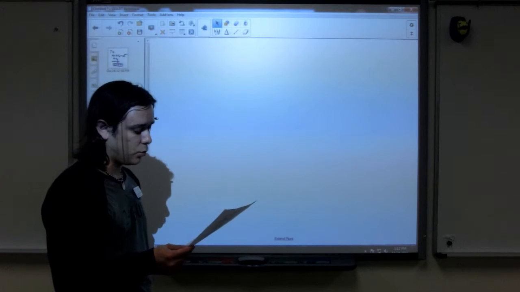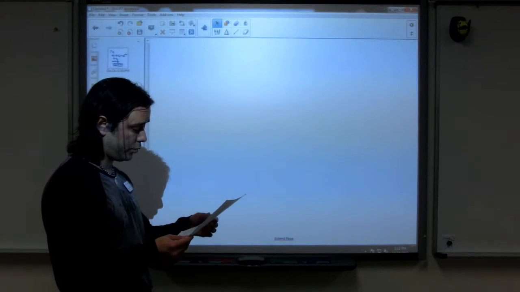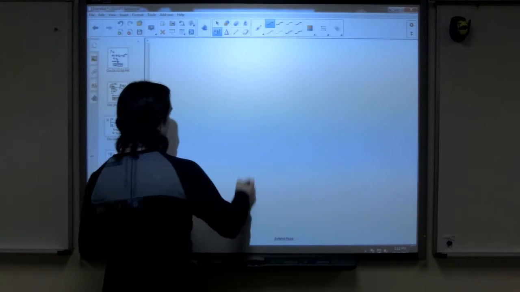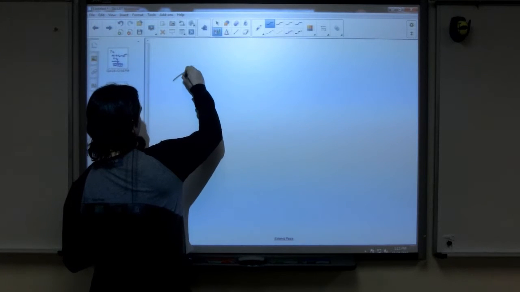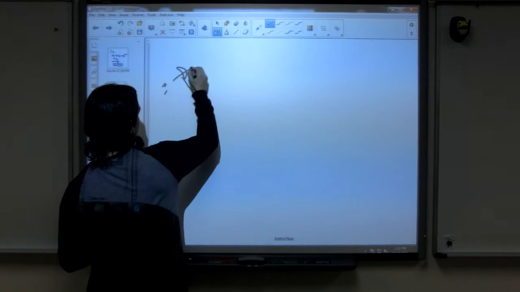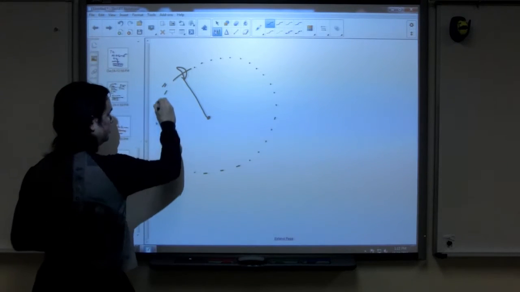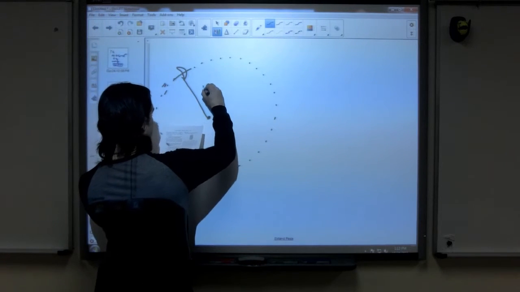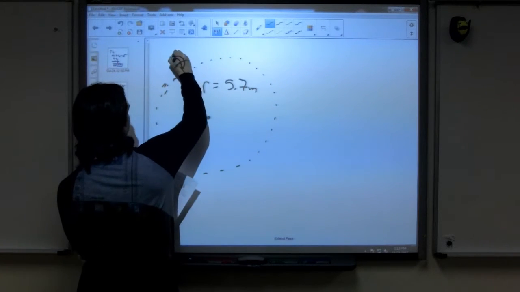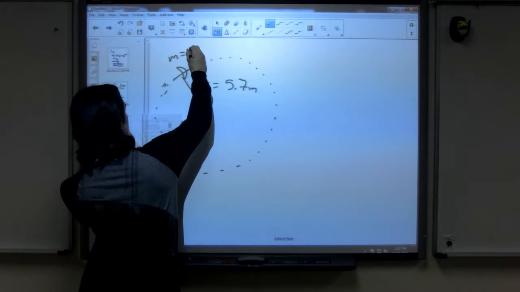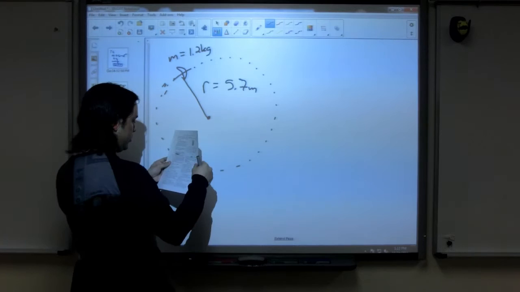They have in parentheses, the weight of the plane is balanced by the upward lift force of the air on the wings of the plane. So in short, looking from above, I've got someone who's actually swinging a model plane around in a circle. And that circle has a radius, r, of 5.7 meters, and then the plane has a mass of 1.2 kilograms.